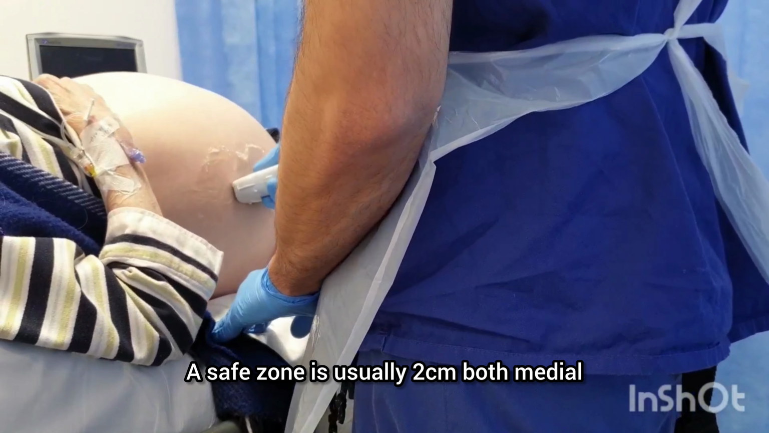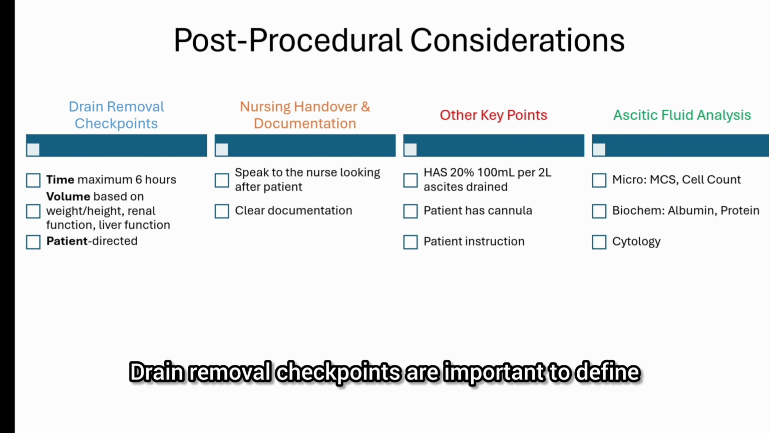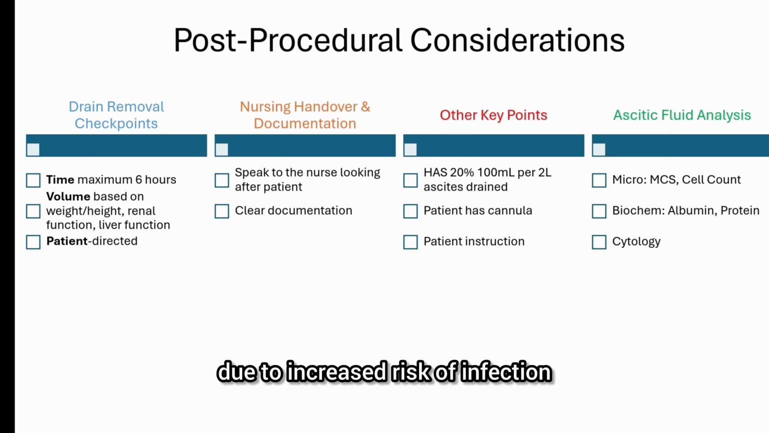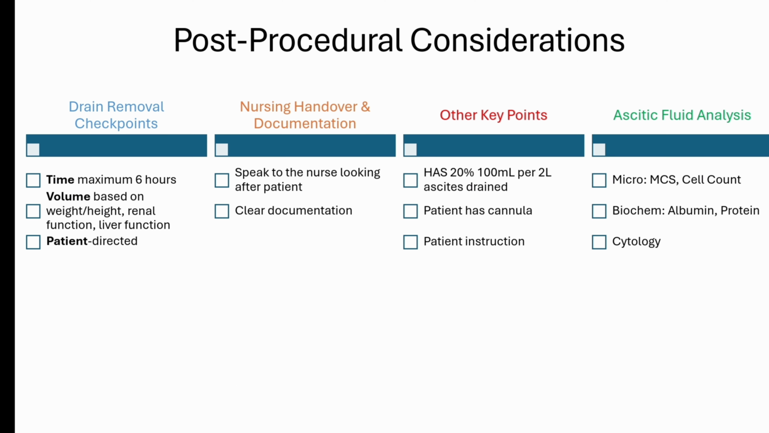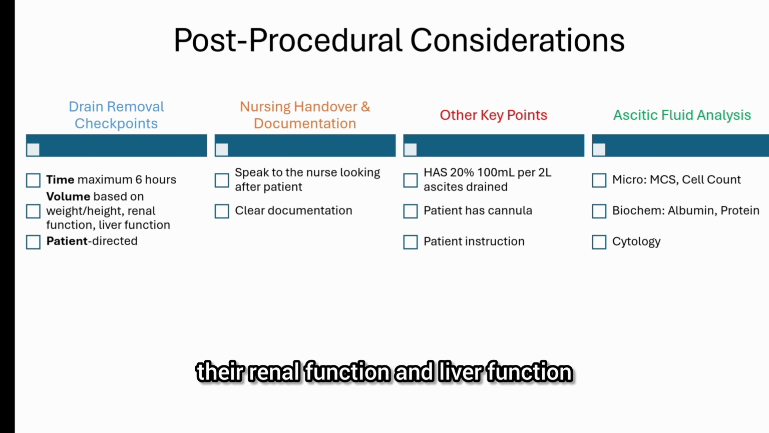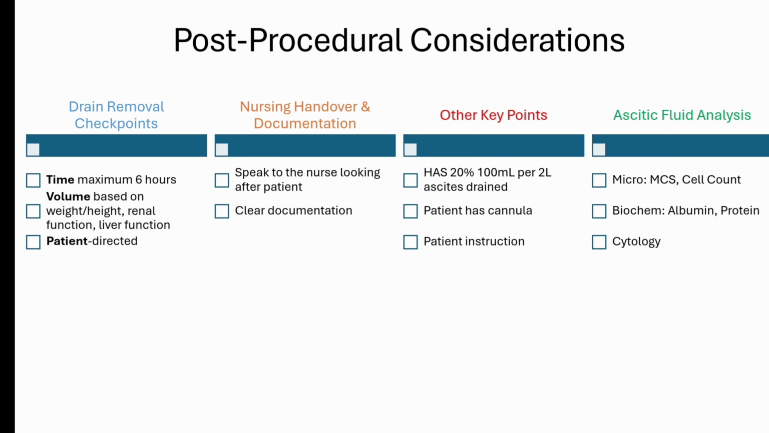Before concluding, there are some important post-procedural considerations we should discuss. Drain removal checkpoints are important to define. Time checkpoint. The drain should not be in for longer than 6 hours due to increased risk of infection. Volume checkpoint. This varies dependent on the size of the patient, their renal function, and liver function. Large volume paracentesis is defined as 5 litres or more drained.